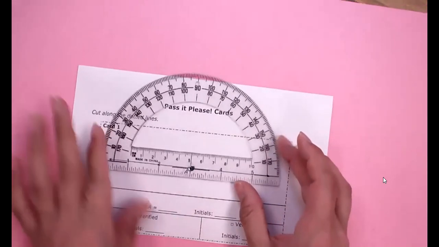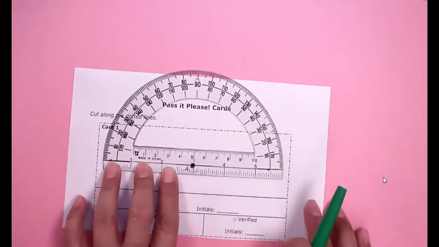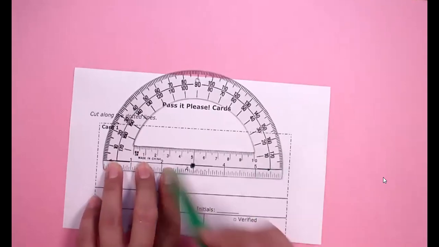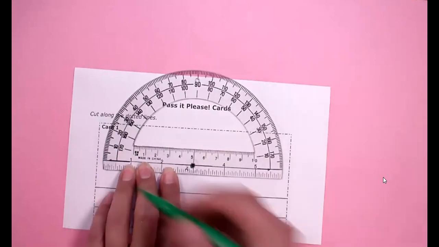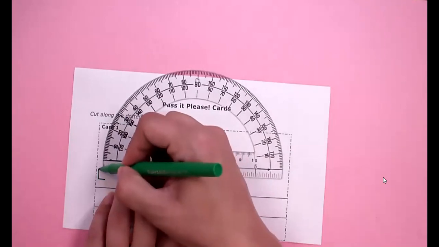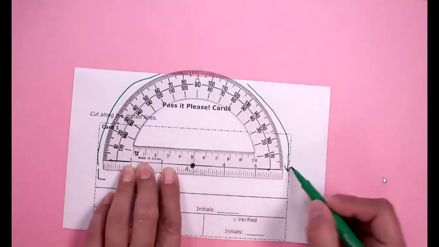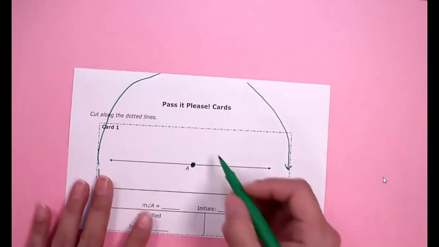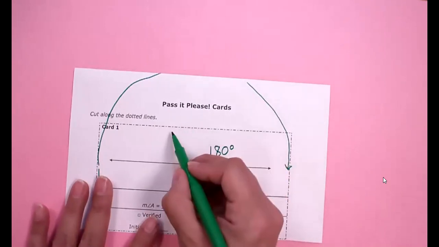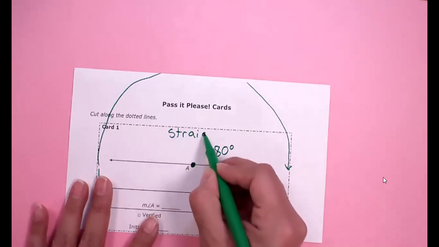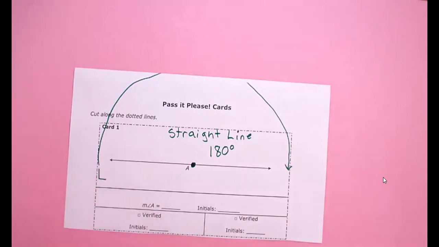I would put my point right in the middle here on the baseline with the hole, and I would measure it. Now this is pointing at the 0 and this is pointing at the 0. So I want to start with the outer scale and I want to start on the left side. And the left side starts here and it goes all the way over to here. So what would this measurement be? Yes, it would be 180 degrees. And what would you call it? It would be called a straight angle or a straight line. A straight line measures 180 degrees.